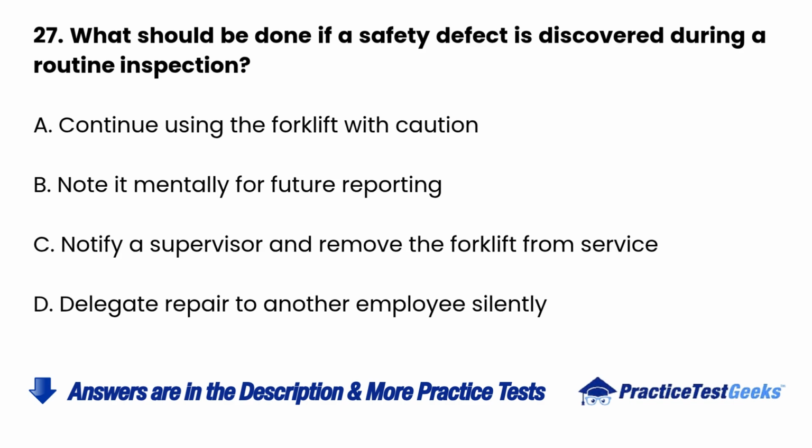27. What should be done if a safety defect is discovered during a routine inspection? A. Continue using the forklift with caution. B. Note it mentally for future reporting. C. Notify a supervisor and remove the forklift from service. D. Delegate repair to another employee silently.